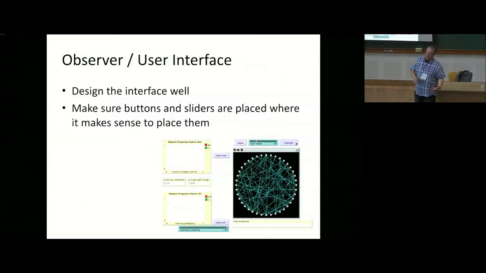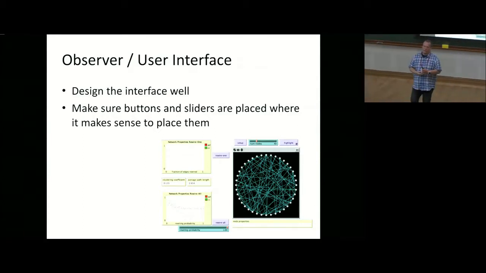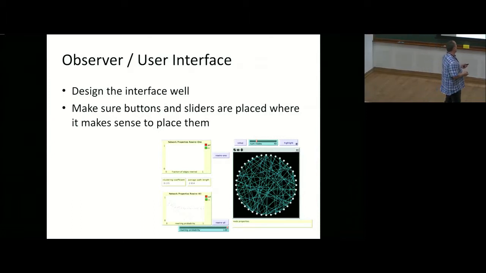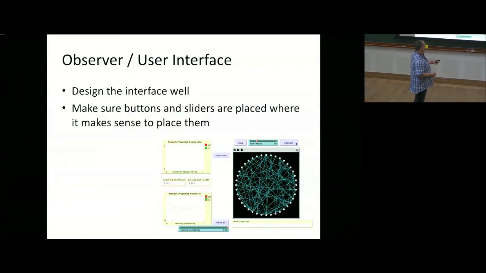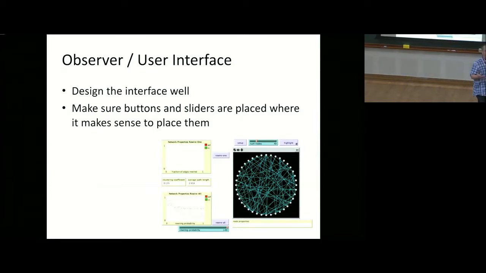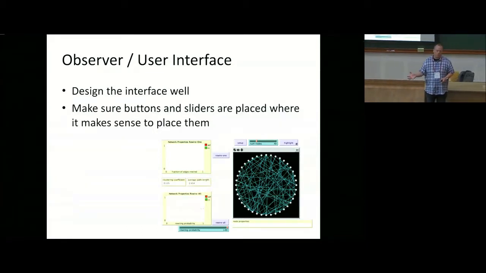Now, we need to take another step back. Those are the ways we define the model, but then there are the ways we interact with the model, which is something called the observer-user interface. It's important to make sure you design this well. This is where you place the different buttons and sliders. It's useful to design it in a way that is easy for another researcher to take and use and do a different set of experiments with. So take some thought when building your model. There are a couple of clues I'll give you. You want to try and align things that go together.